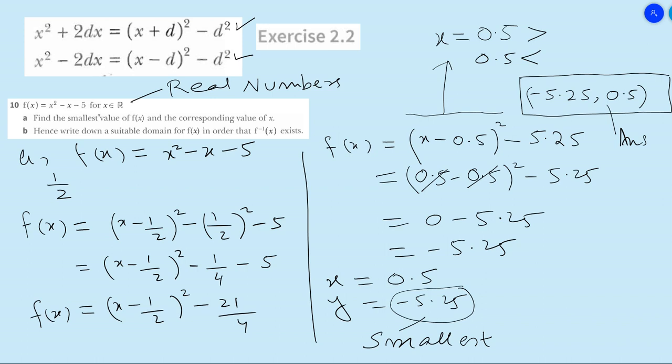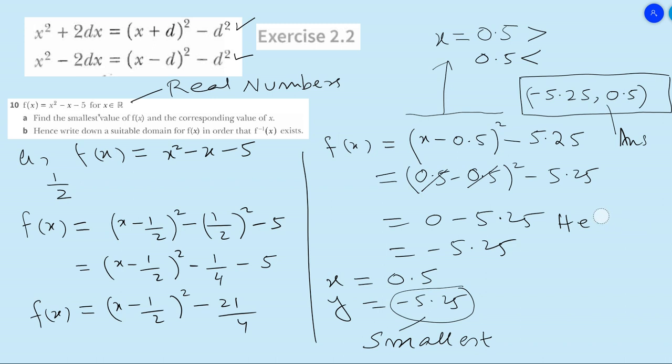Student, whenever you see the word "hence" in math, it means we should take the help from the previous part. Hence write down a suitable domain for f(x) in order that f inverse x exists. It means we have to take the help from the previous part. Okay, so "hence" means take the help.